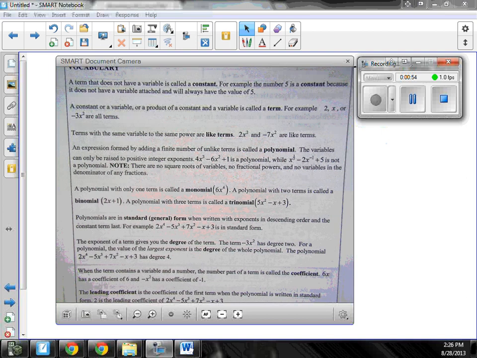So the variables can only be raised to a positive integer exponent, which is a really fancy way to say whole numbers. So a polynomial is a list of variables and numbers where the exponents are all whole numbers. No fractions, no negatives, no square roots on the variables. You can have square roots on the numbers, but the exponents on variables have to be whole numbers, and that's the only rule. But that rules out a whole bunch of things. There are no square roots of variables, no fractional powers, no variables in the denominator of any fractions. Okay?